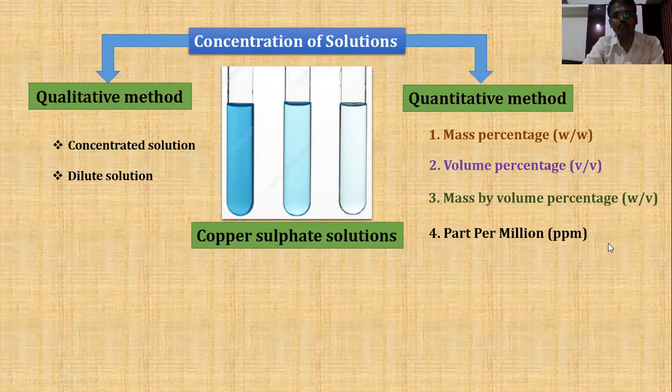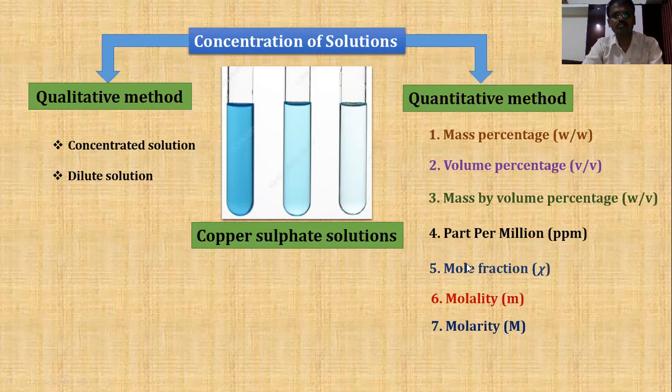Then we have mole fraction. This is the symbol used to express mole fraction. We say chi, chi is the symbol used to express mole fraction. Then we have another important term called molality. Molality, small m is the symbol used to describe molality. And the last one is molarity. Molarity, capital M. These are the most commonly used terms or units to express the concentration of a solution quantitatively.